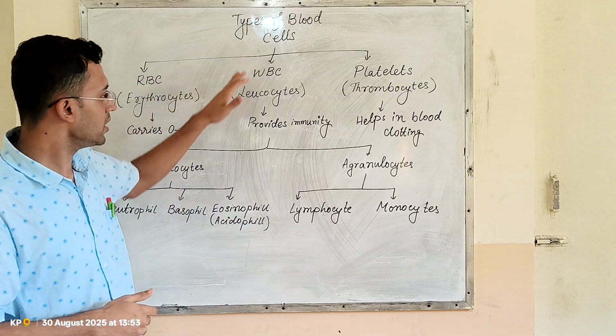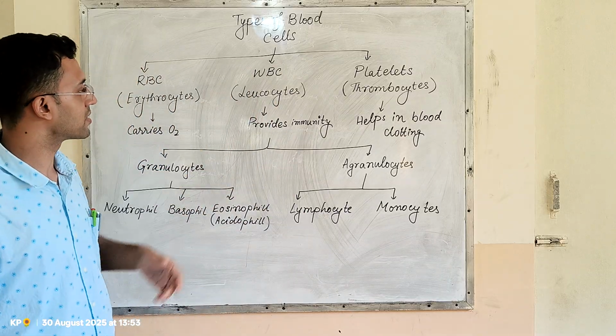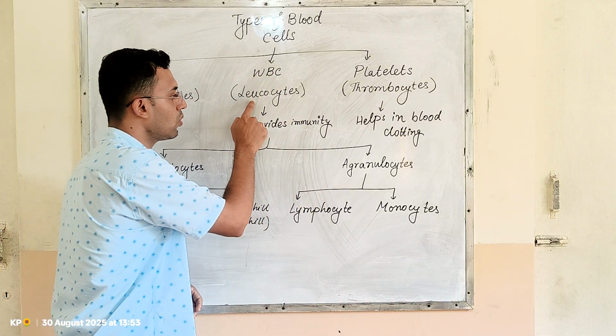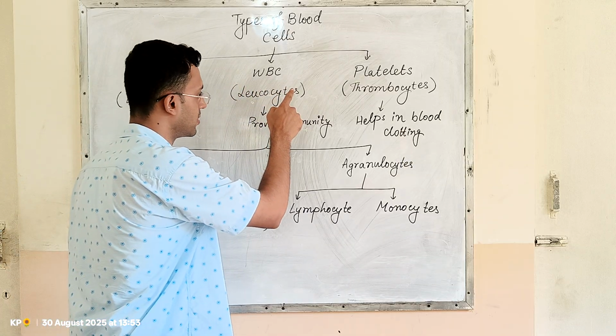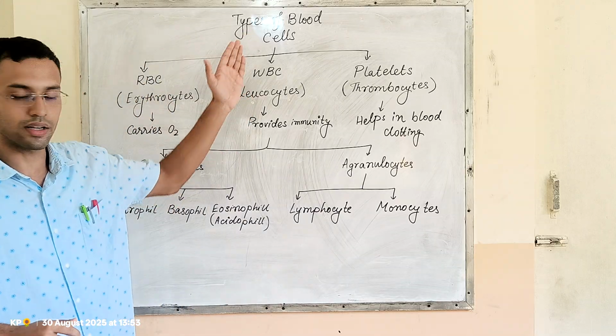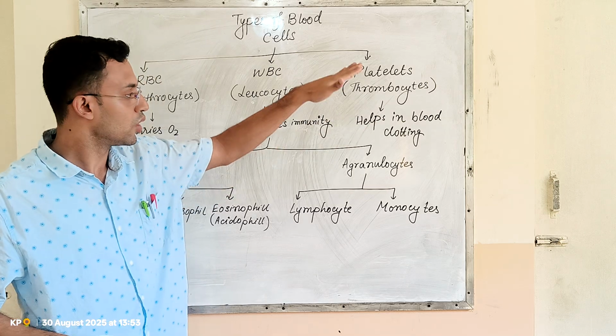Now coming to the WBC. WBC refers to white blood cells. White blood cells scientifically can be called leukocytes. Leuko refers to white and, as previously we said, cyte refers to cells. So leukocyte means white blood cell. Next comes platelets, or the thrombocytes.